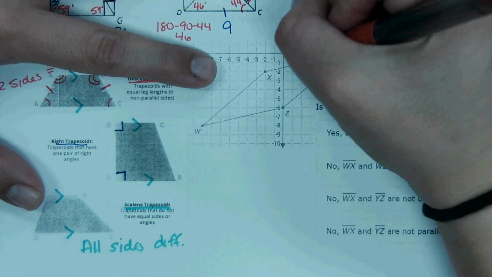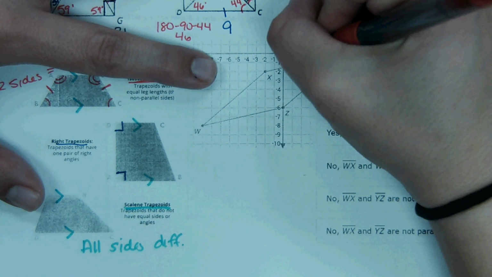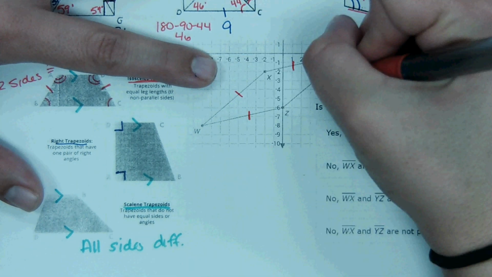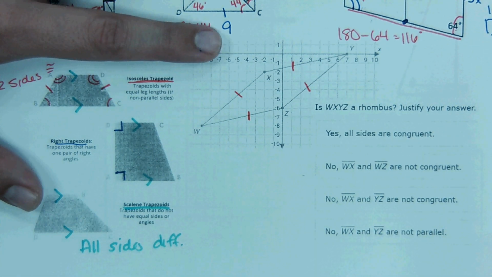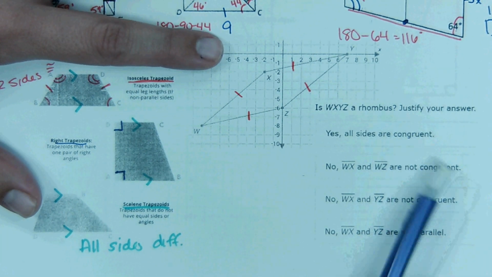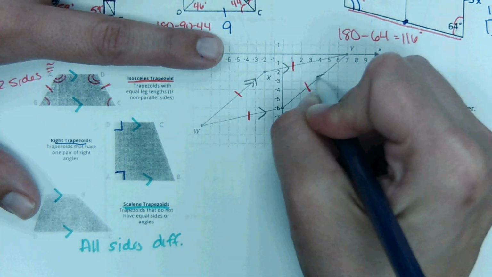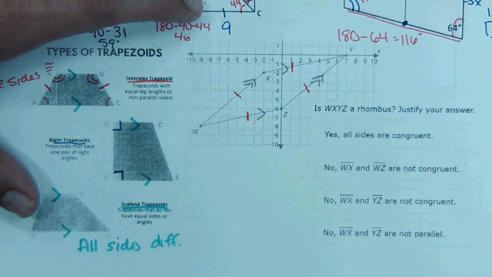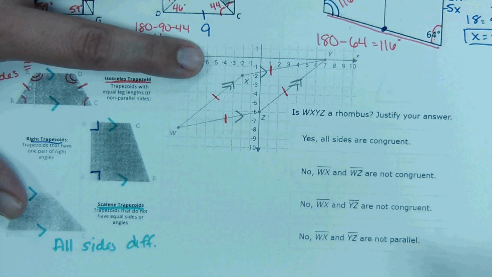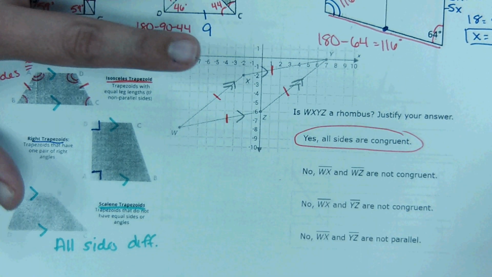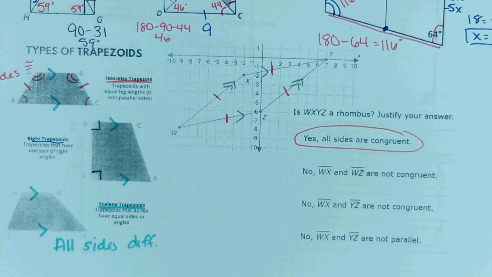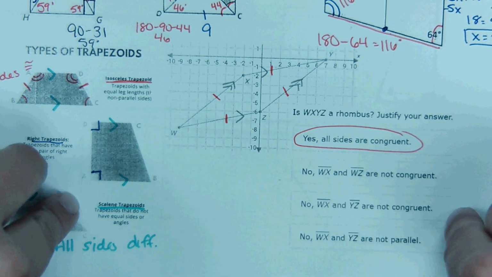Well, what makes it a rhombus would be that all the sides are the same measure, like this. And also opposite sides are parallel, so this would be parallel to this. This is parallel to this over here because it's a parallelogram. So is it a rhombus? Yes, all the sides are congruent. Okay, then next page.